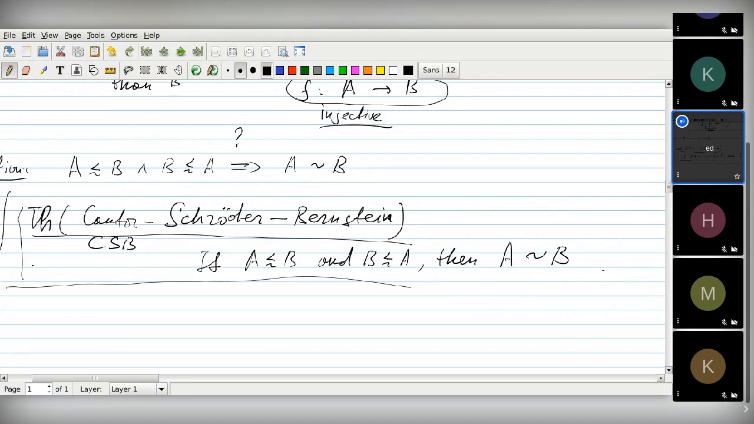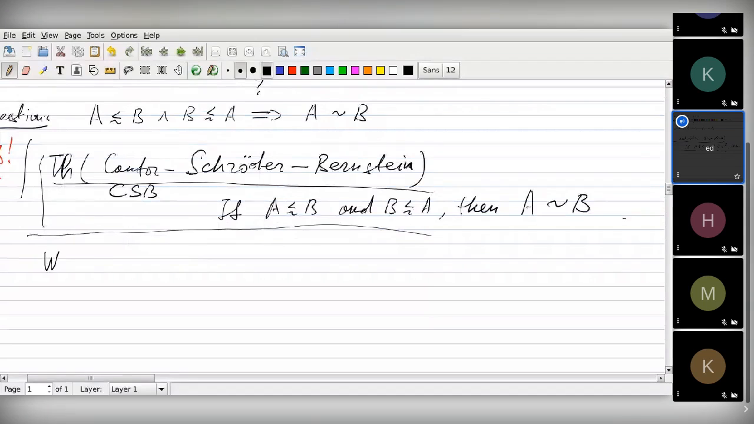But now let's learn how to use this theorem. It is very important and very practical in the following field: when you want to prove that two sets are equivalent, it is much easier to construct two injections than one bijection. But first of all, let's apply it to some known facts. We know that no set A is equivalent to its power set. Do you remember this?